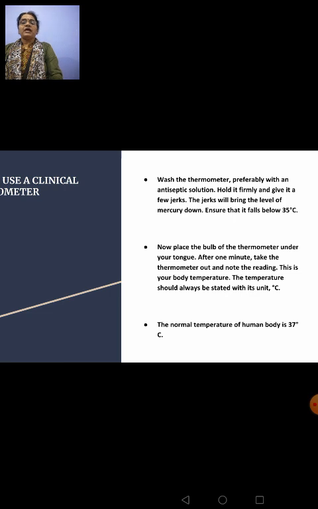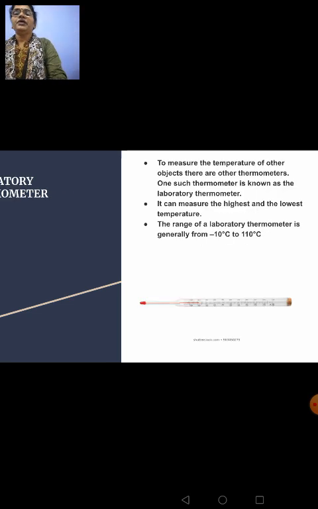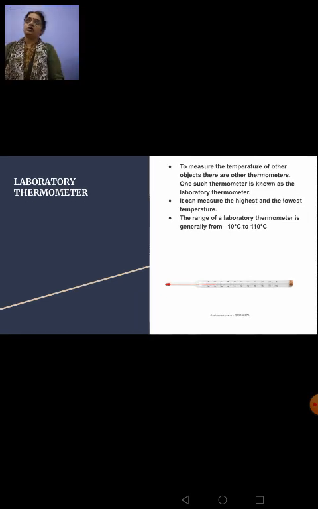Now, place the bulb of the thermometer under your tongue, and it should be kept under your tongue for 1 minute. After 1 minute, you have to take out the thermometer and note the reading. This is your body temperature. The temperature should always be stated with the unit degrees Celsius. The normal human body temperature is 37 degrees Celsius. When it is more than that, you say that you have fever. The thermometers that we use at home to study our body temperature is what is called your digital thermometer, right?